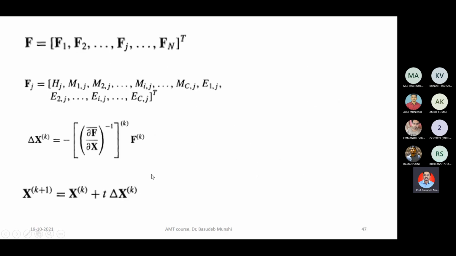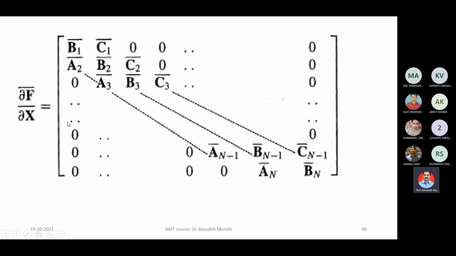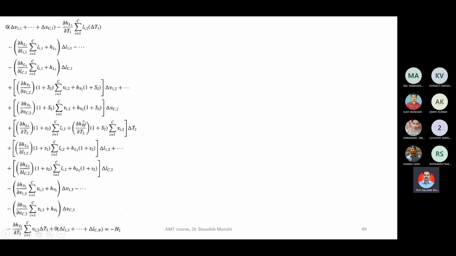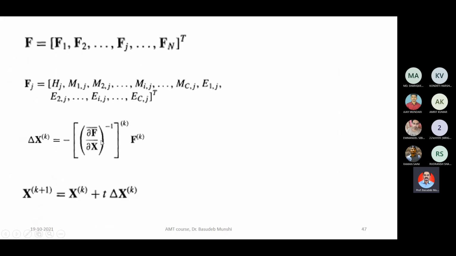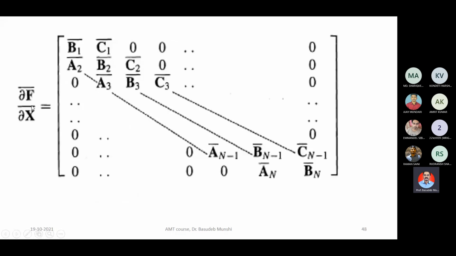So in the next class, I will continue this discussion. Then, in detail, I will tell you how to formulate the final equation to obtain the Newton-Raphson algorithm. It involves this Jacobian term, the del f del x inverse term, where del f del x you will get as a tridiagonal matrix. Already you have seen equation 10.12 where the tridiagonal matrix was developed.